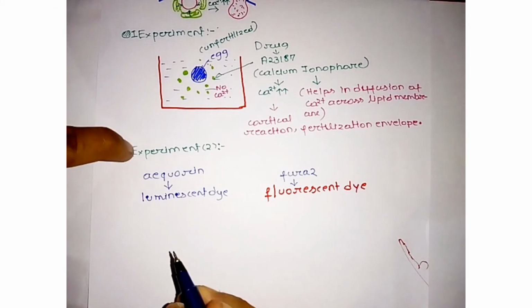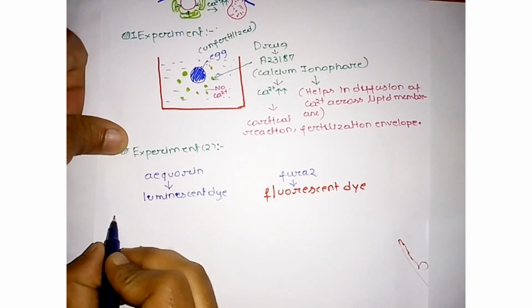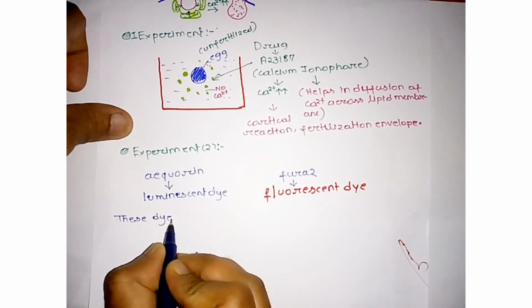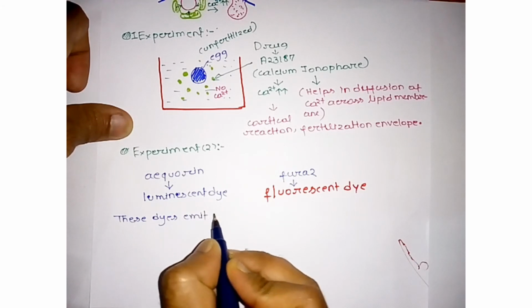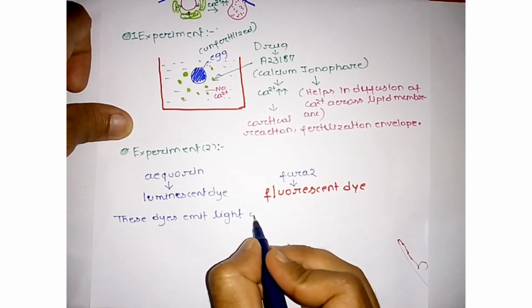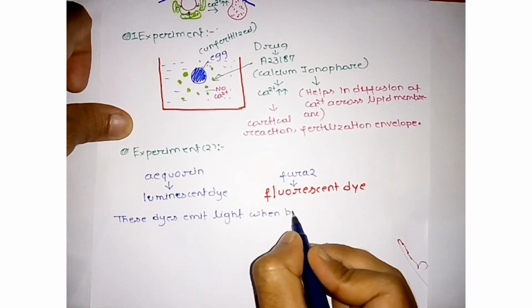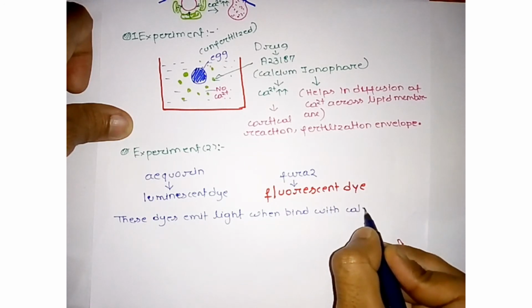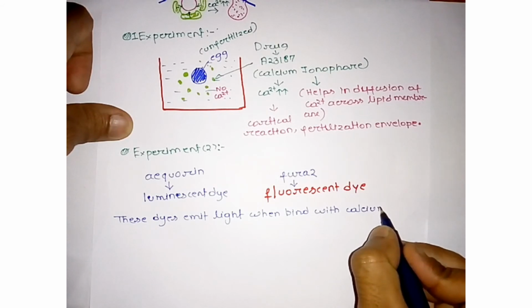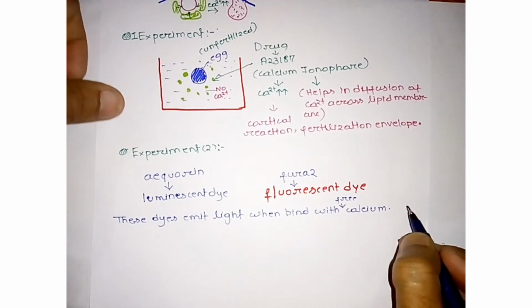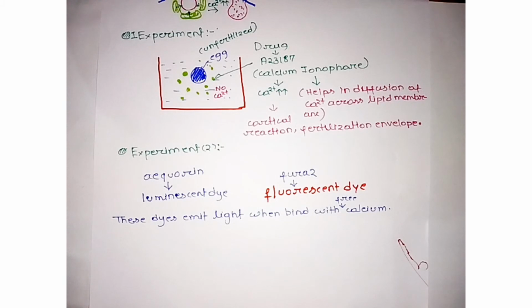So these dyes emit light when they bind with calcium, actually free calcium, so we can visually monitor the level of calcium, the movement of calcium.